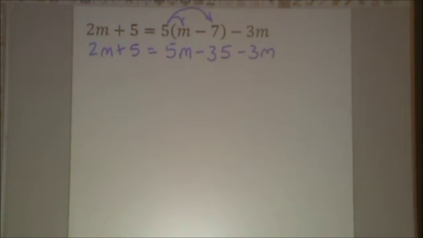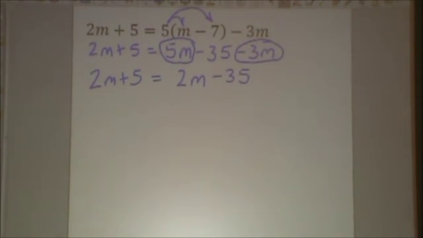Now before I start moving anything, notice on this side of my equation I have 5m minus 3m. So I'm going to combine those like terms like we learned in class the other day. So I'm going to keep my 2m plus 5. I can't combine them because they're not both m's. 5m minus 3m gives me 2m minus 35.